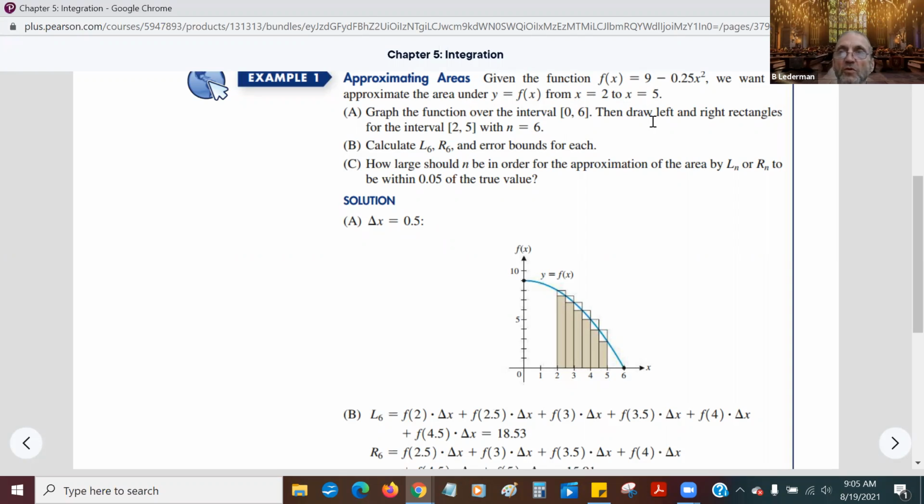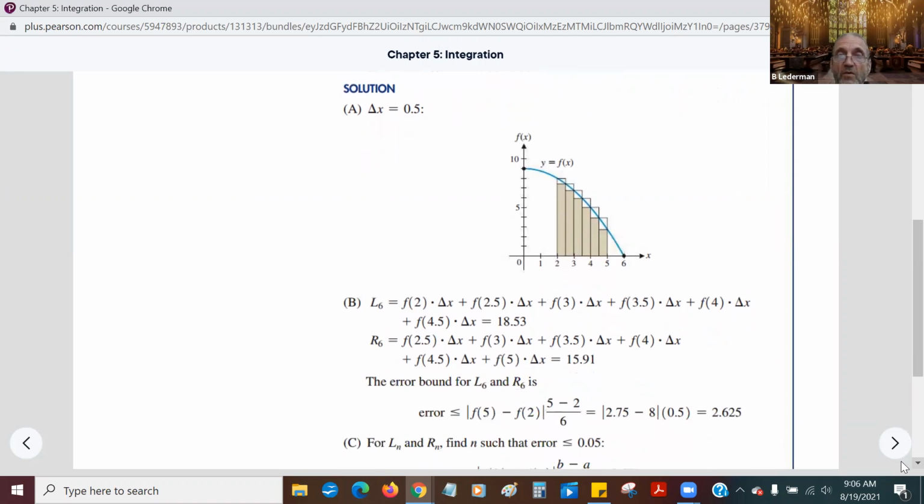We just graphed it. We drew all the rectangles. In this case, like I said, the right rectangles are the beige ones, and the left rectangles are the taller ones. Now L6 means the sum of all of the 6 left-side rectangles, and R6 means the sum of the 6 right rectangles.